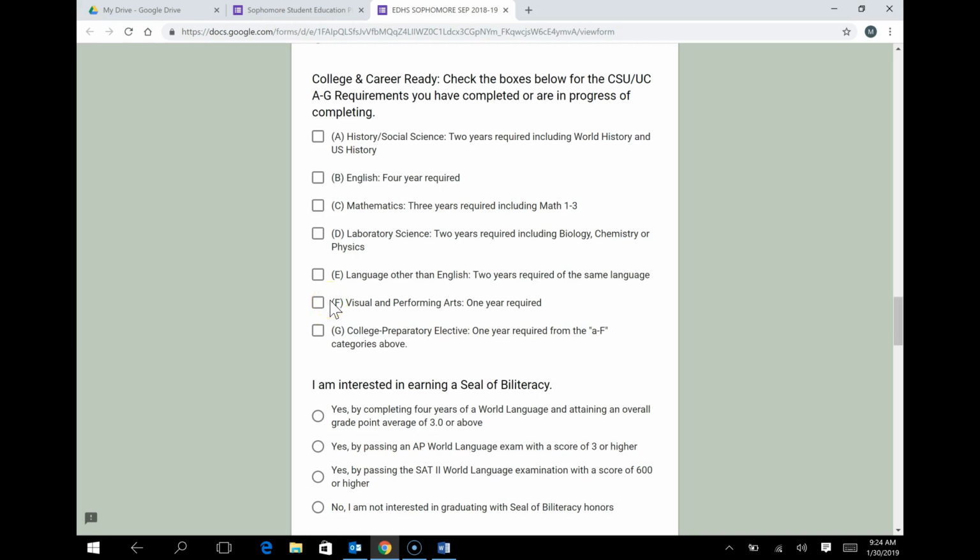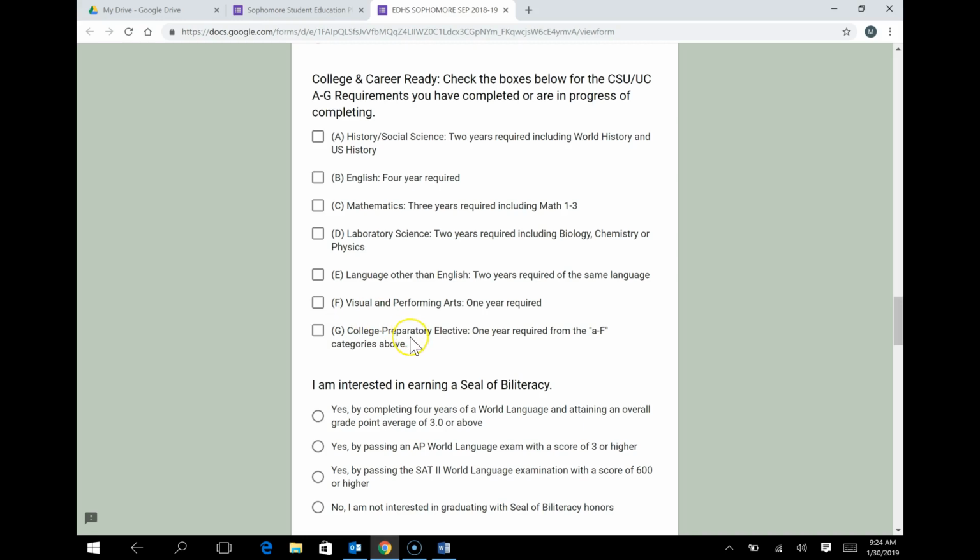F, visual and performing arts, 1 year is required. These are any of our art courses like dance, band, choir, orchestra, drama, video production. We have several different options to fulfill this area. So if you have successfully completed 1 year or even just a semester in this year, go ahead and mark F.